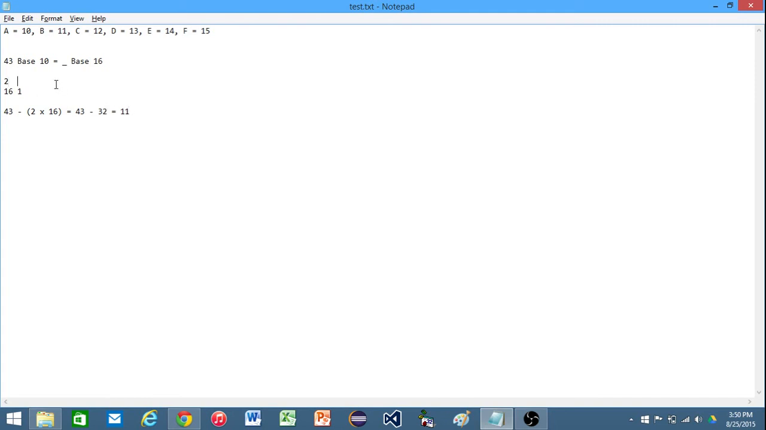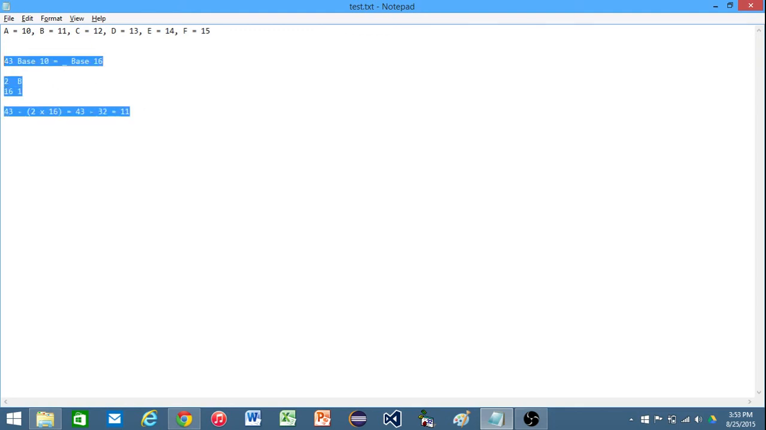Now we have one place value here, and we need to account for 11 left over. Here is where we're going to use our letters, and we're actually going to have to put the letter B here, and that will finish out the problem. So 2B in base 16 is equal to 43 base 10.